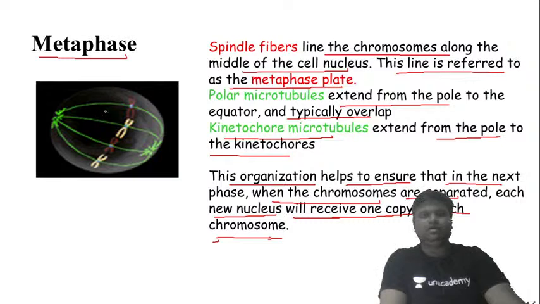This is the general assembly during the metaphase. So you can see that in metaphase the polar microtubules extend from pole to the equator, and the kinetochore microtubules extend from poles to the kinetochores. So this ensures that all the chromosomes are separated, and they all lie in the middle of the cell nucleus. This line is referred to as the metaphase plate. So the metaphase plate comes into existence.